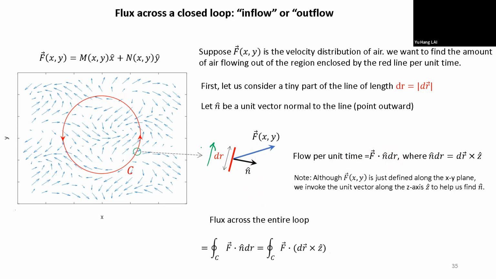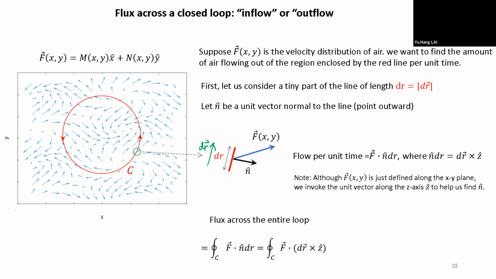So dr is in this direction. I'm still going to do the line integral in the anti-clockwise direction. You can see that I want to find the normal vector which is perpendicular to this dr. To do that, we need the help of the z hat vector. This is my xy plane along this screen.